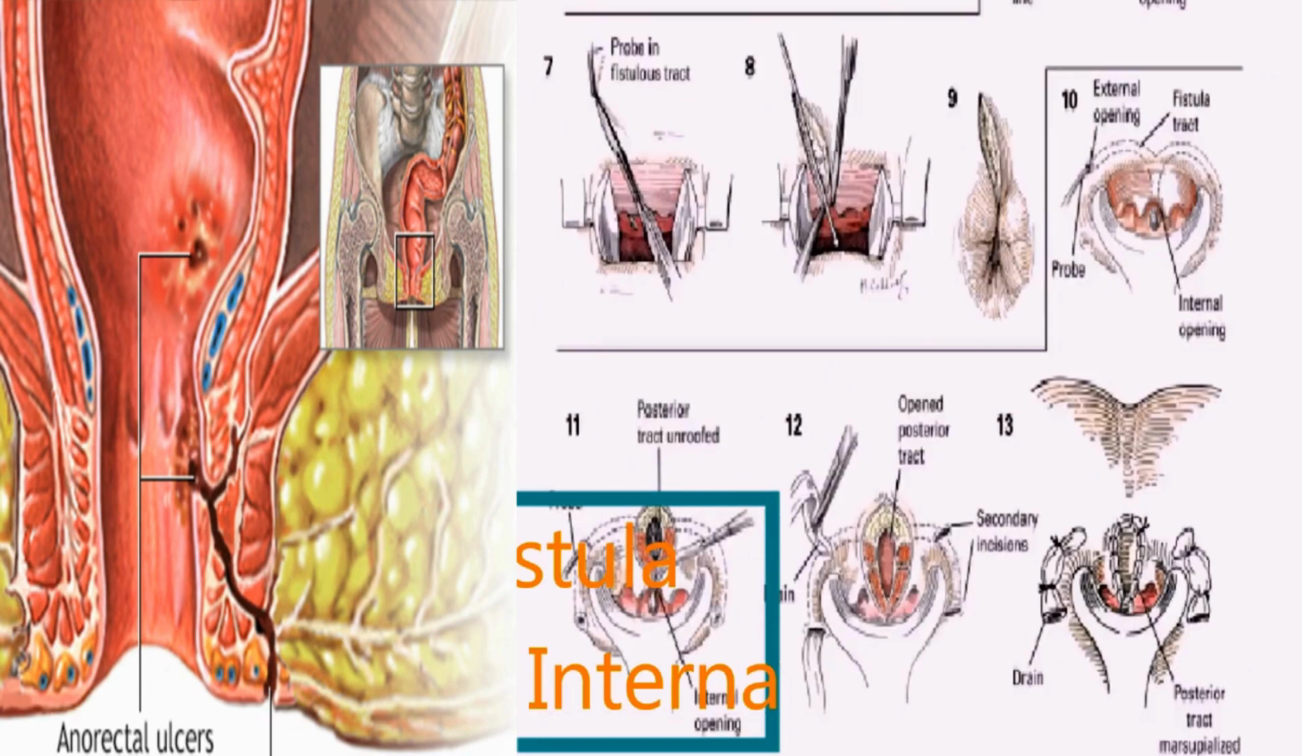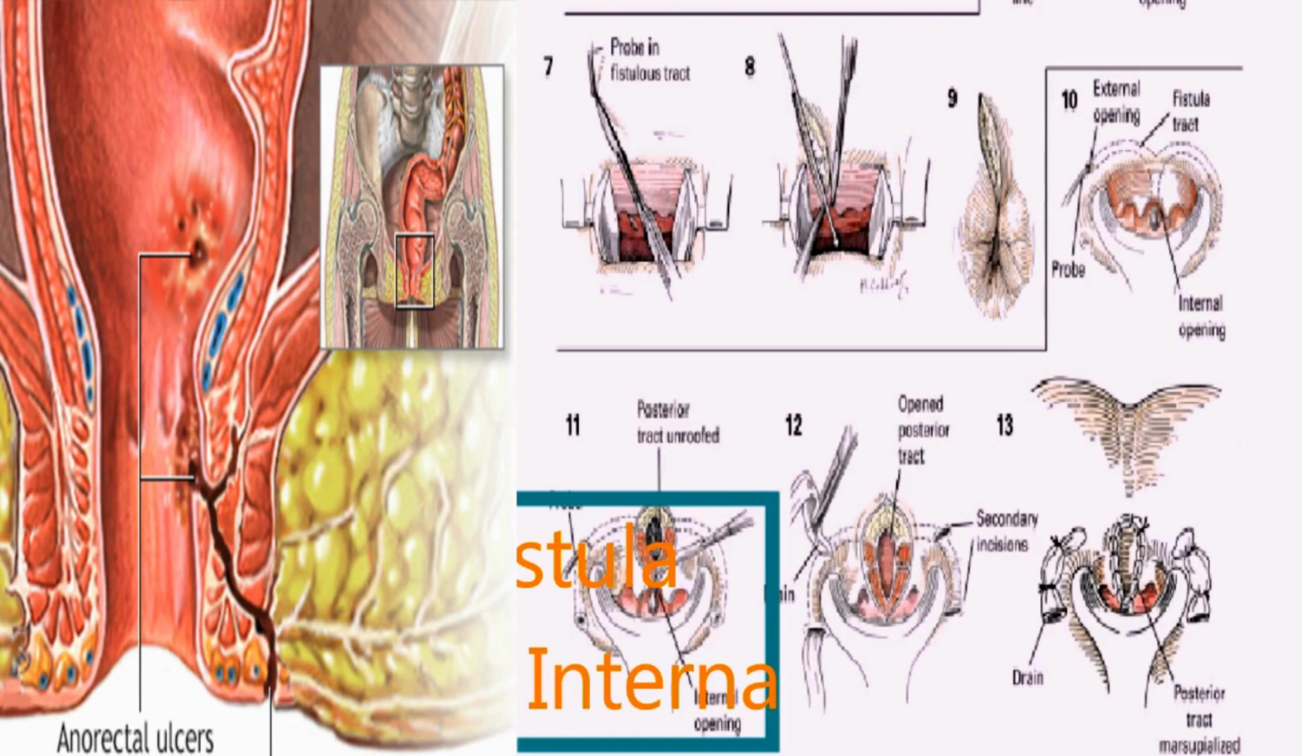After the internal opening of a simple fistula has been identified, a probe is introduced into the external opening and gently passed down the tract into the internal opening, Figure 7. Care is taken to avoid creation of a false passage. The incision is made on the probe, and the tract is laid open, Figure 8. It is not necessary to excise the fistula. The tract should lie open as shown in Figure 9.